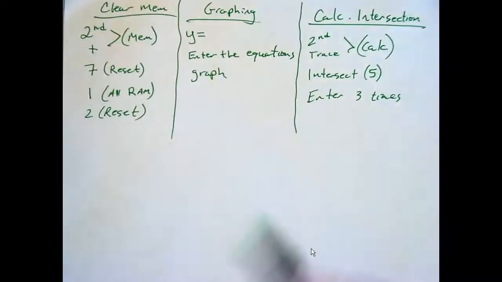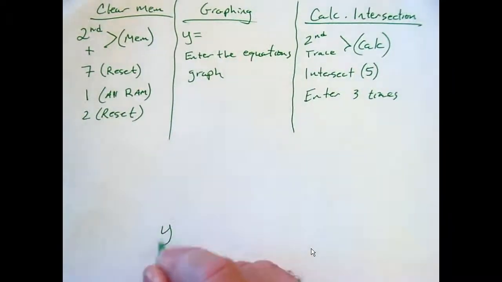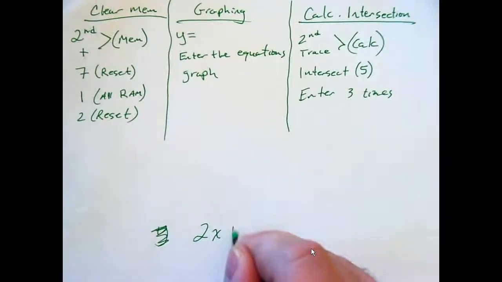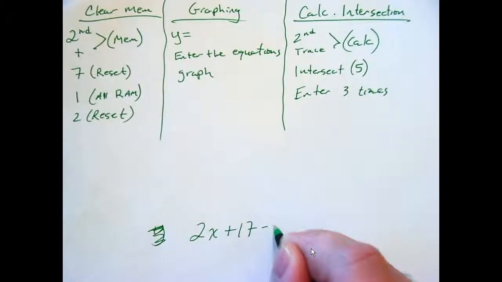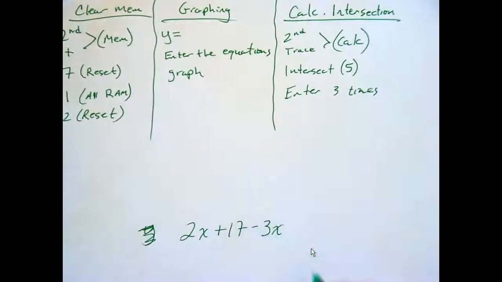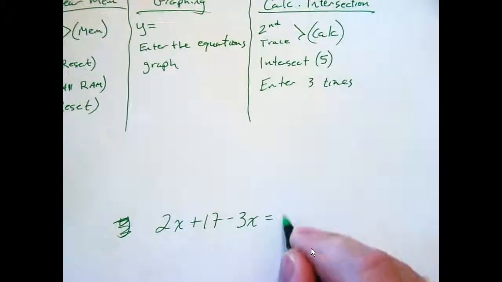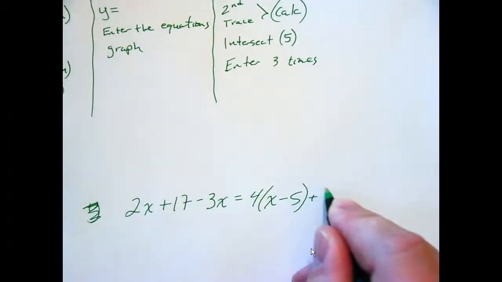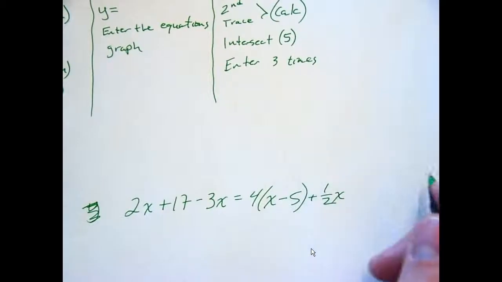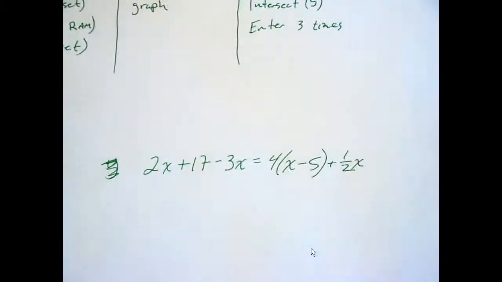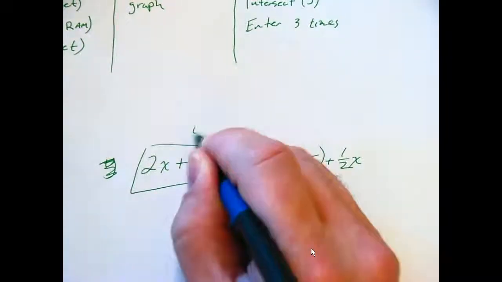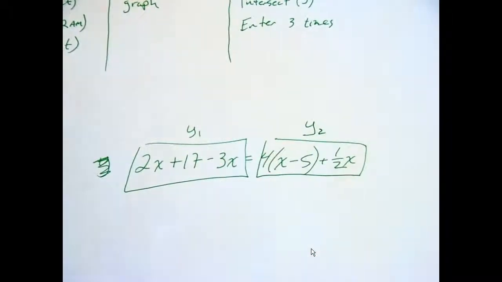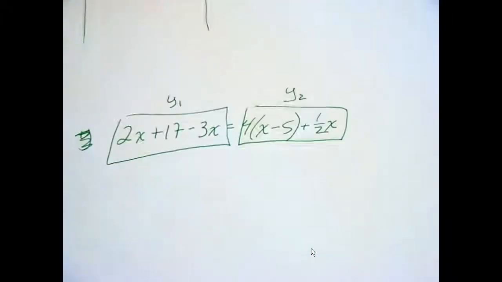Okay? If you had a messed up, weird equation, as long as it has one variable, 2x plus 17 minus 3x over 201 equals 4 times x minus 5 over 201 plus 1/2 x, just for fun. If you had that and you wanted to solve it, this is y1. That's y2. Just put those in. So in fact, why don't you guys go ahead and solve that one?